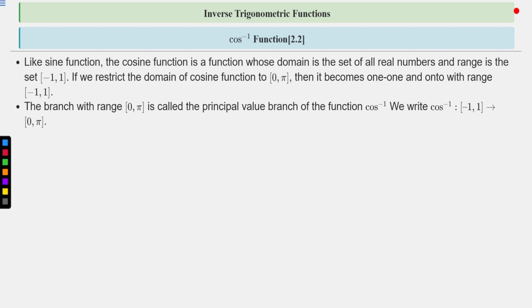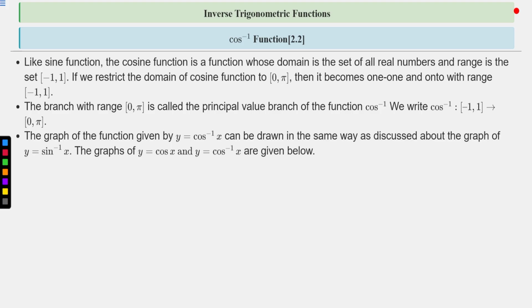Hence the branch with range 0 to pi is called the principal value branch of the function cos inverse. We will write cos inverse as from domain minus 1 to 1 and range 0 to pi. Clear? Since cos and cos inverse are inverses of each other, the domain of cos will become the range of cos inverse and the range of cos will become the domain of cos inverse, right?